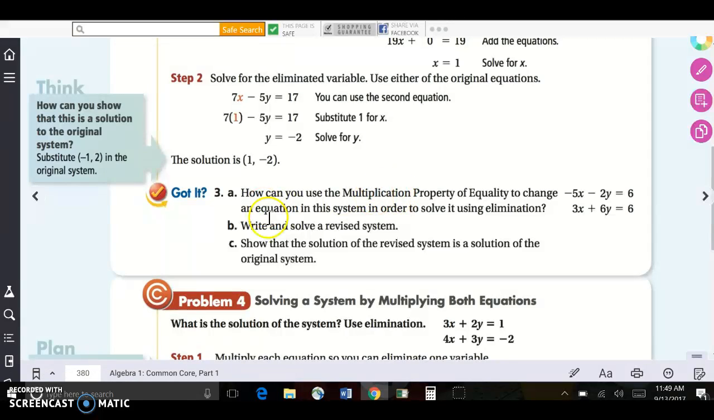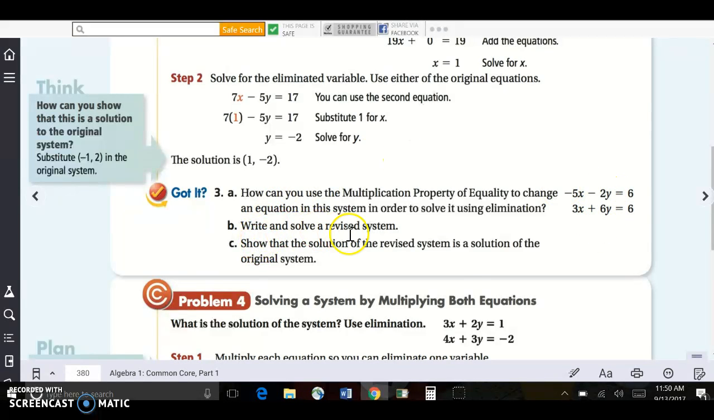So let's look at the guide. It says, how can you use the multiplication property of equality to change an equation in this system in order to solve using elimination? So I have negative 5x minus 2y equals 6, and 3x plus 6y equals 3. There are lots of ways to do this, okay? So please don't feel like when I say the way that I've done it that this is the only way. There are lots of numbers that I can choose to multiply by. However, for me, the easiest one that I can quickly see would be to eliminate my y, and if I multiply everything in the top by 3, I get a negative 6y up here and a 6y here, so I know that they're going to cancel out.